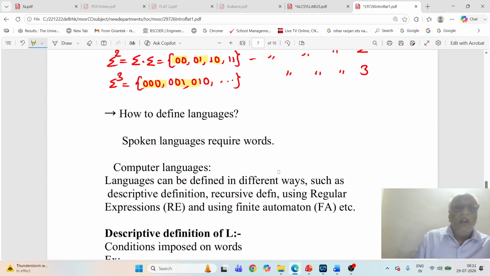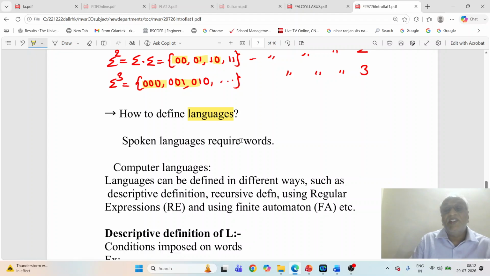Now, we have understood the importance of language. What is the importance of language? Language is a mode for communication. Natural languages, we may have English, Hindi, Telugu, like that. Similarly, to speak to the computer we also require language. Now, how do I define a language to speak to the computer? That language will be called a computer language. If it is a spoken language, it requires words. What a computer language requires will be defined.